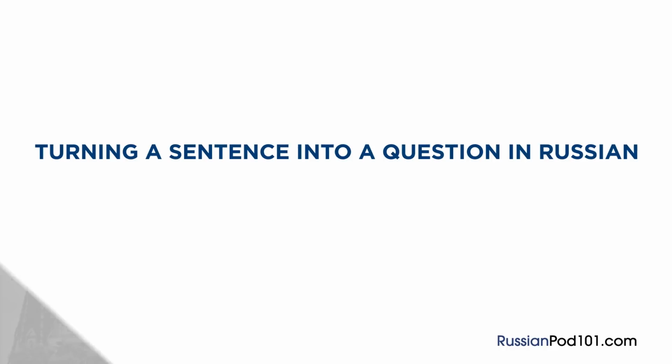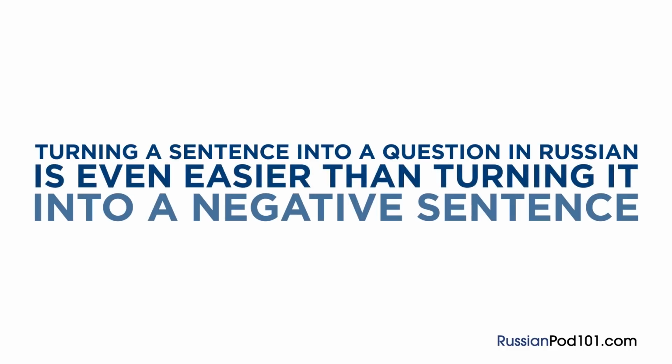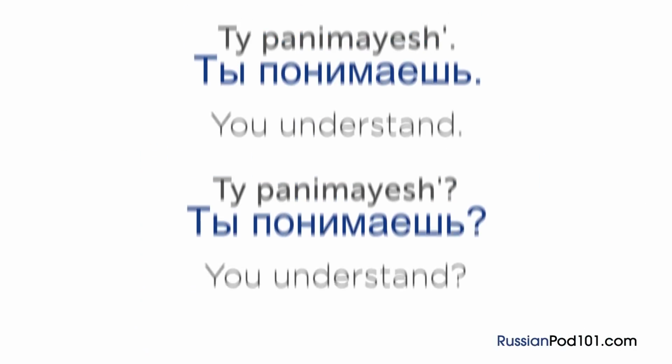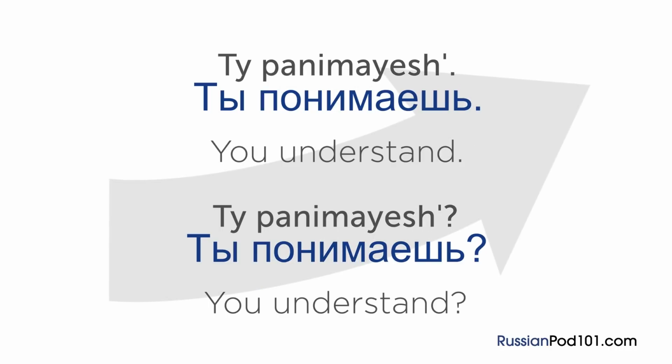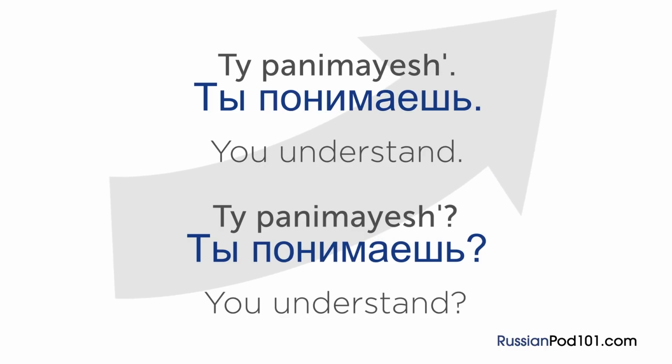Turning a sentence into a question in Russian is even easier than turning it into a negative sentence. Simply raise your pitch at the end of the question as you would in English. Unlike English, though, you do not need to rearrange the order of any words. Simply say the sentence and raise the pitch at the end. Ты понимаешь? Ты понимаешь? To ask more than yes or no questions, you'll need to learn question words.